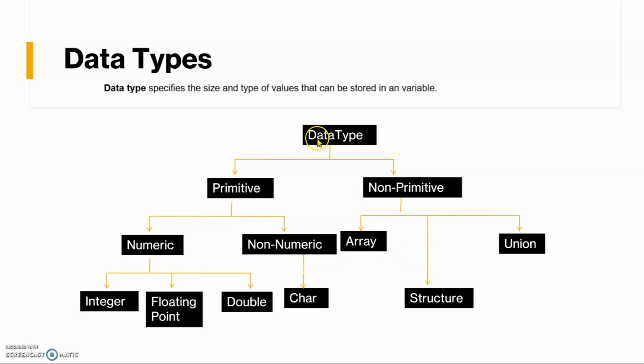Array is also one type of data type, which is called a non-primitive data type, and these arrays are designed by using the primitive data types like integer, float, double, and char. By using these data types only we will be designing the arrays. So let us start learning about this arrays concept. These data types are also called derived data types. Why? Because by using these primitive data types only, non-primitive data types are defined. So that's why these are called derived data types. Okay, so let us start learning this arrays concept.